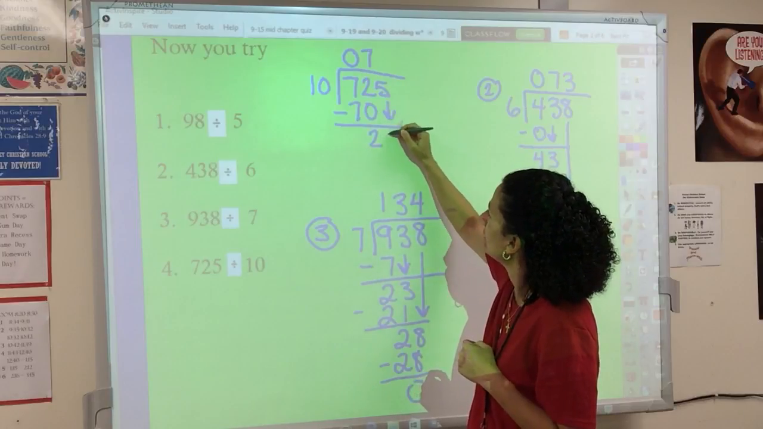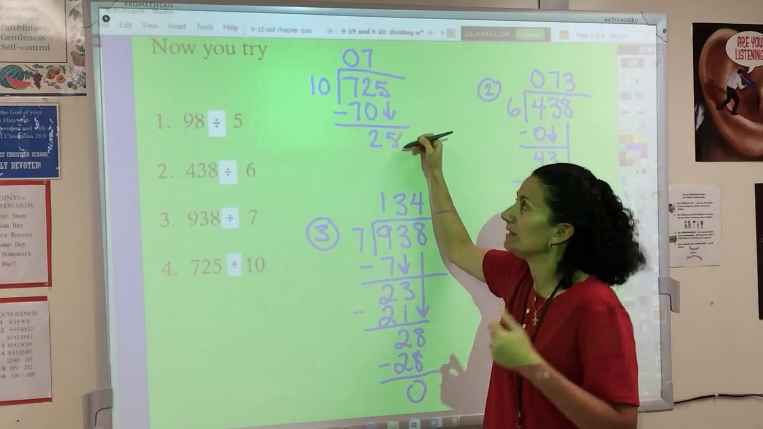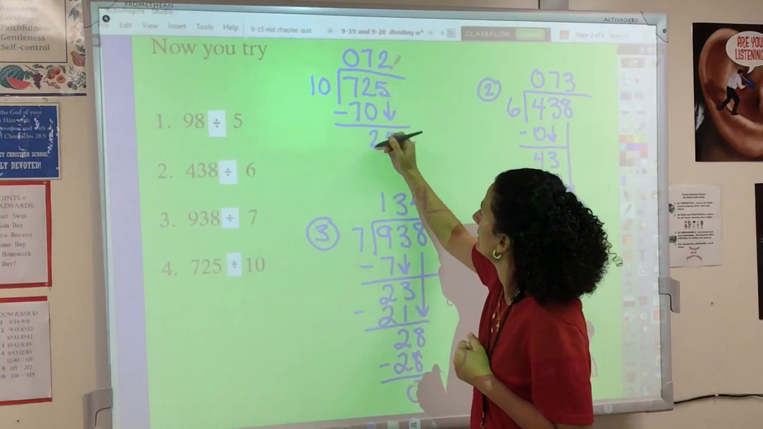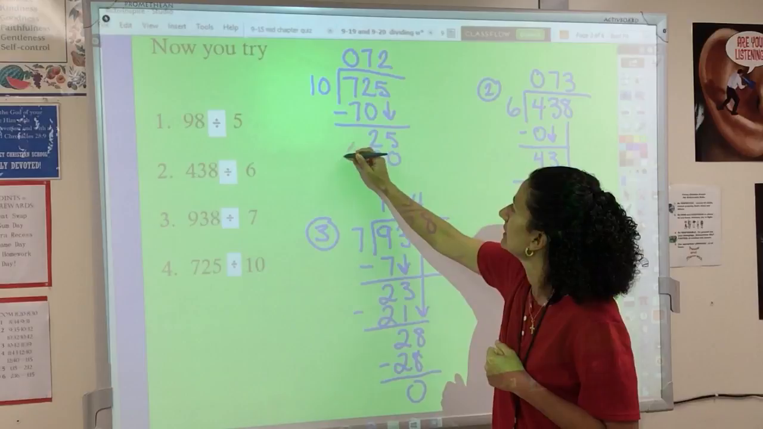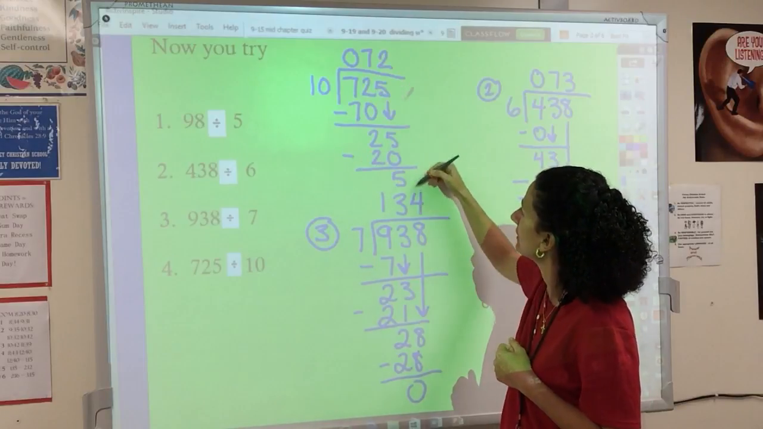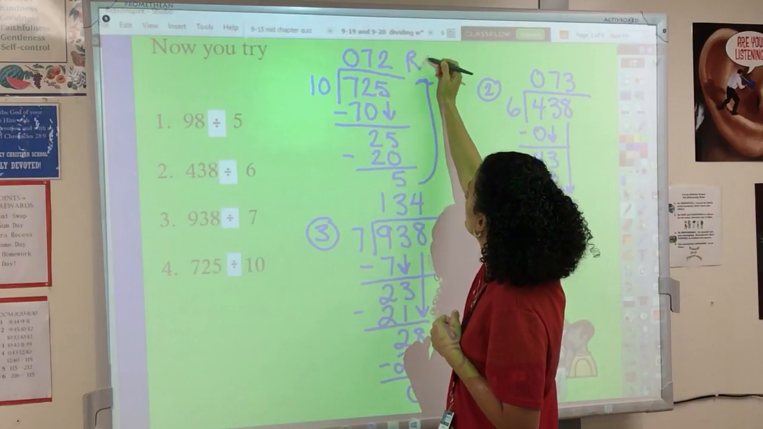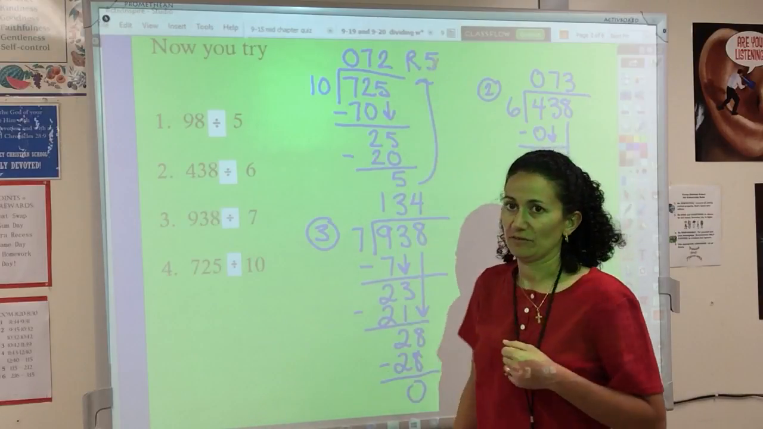Bring down the 5. 10 goes into 25 2 times. 10, 20. Because 2 times 10 is 20. I get a remainder of 5, and I have nothing else to bring down, so this is going to be my remainder. 72, remainder 5.